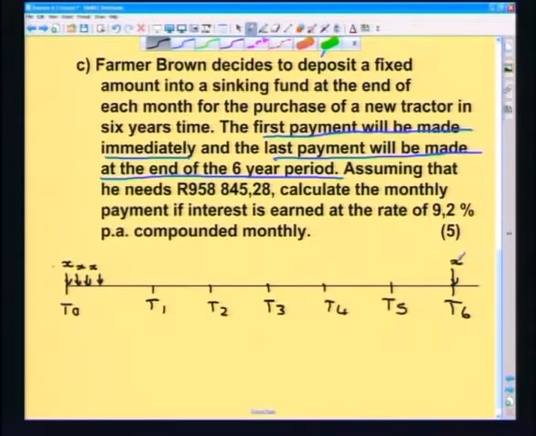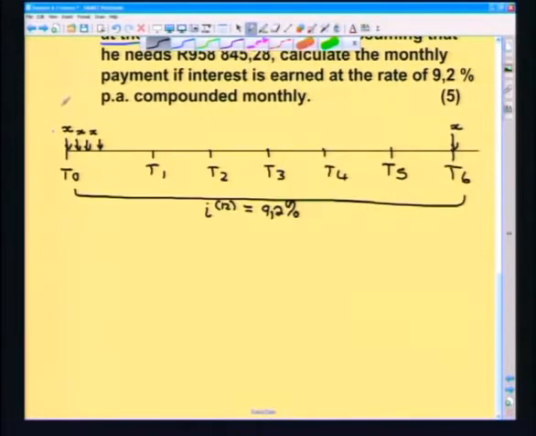Now, what you're going to realize is this interest rate over this whole time is interest compounded monthly of 9.2%. Right, so let's give ourselves a little bit more space to work and let's talk about it. What I'm going to do is take the first amount over here. Now, if I take this first X here, do you agree with me that it's going to get calculations all the way through to here and then one more?